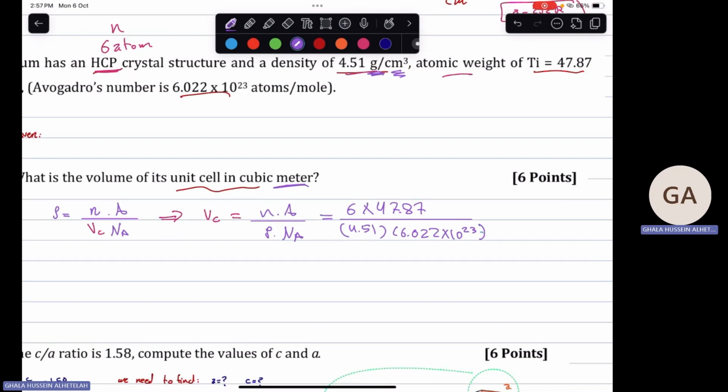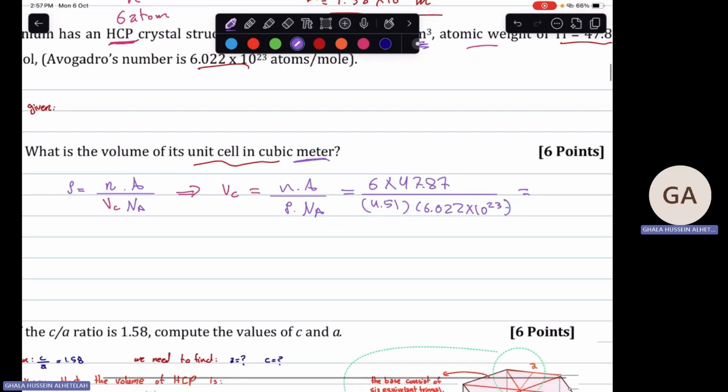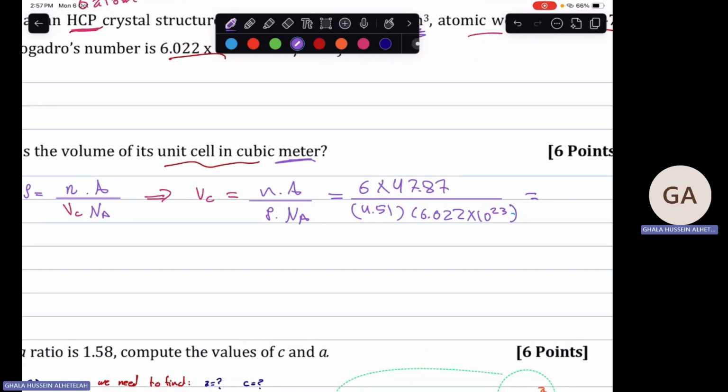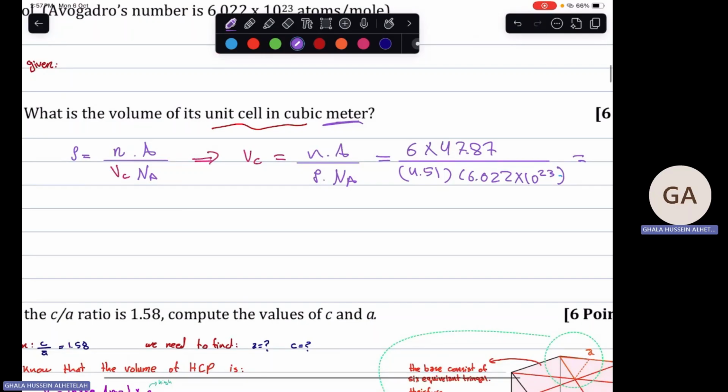Okay, then the final answer will be in centimeter cubed, as I mentioned, because the density that we have is in centimeters, so the volume will also be in centimeters. So if we compute it in the calculator, we are going to have that the VC is equal to 1.0575 multiplied by 10 to the power minus 22. Of course, the unit is centimeter cubed per unit cell.